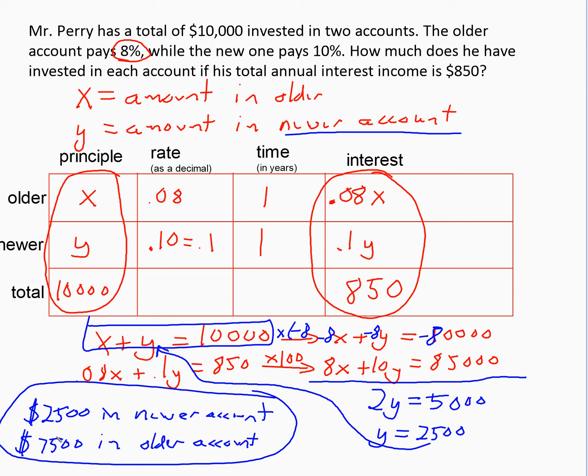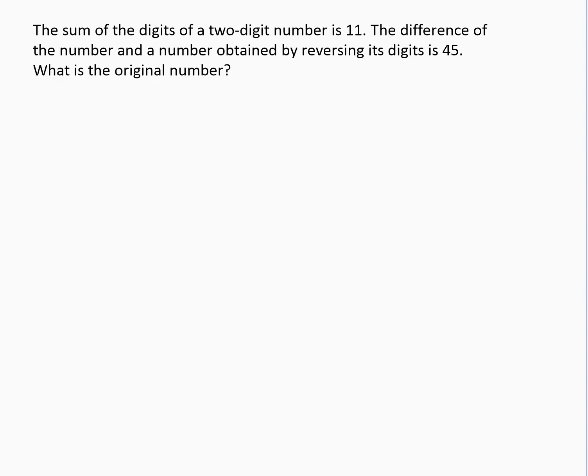So both of those are familiar type problems. We could have done them in the past. We would have just used one variable and found a relationship that we could have used. But with solving systems of equations, it's a little easier because we can use two variables. This last one here is a new type of problem. And it's just a number problem.